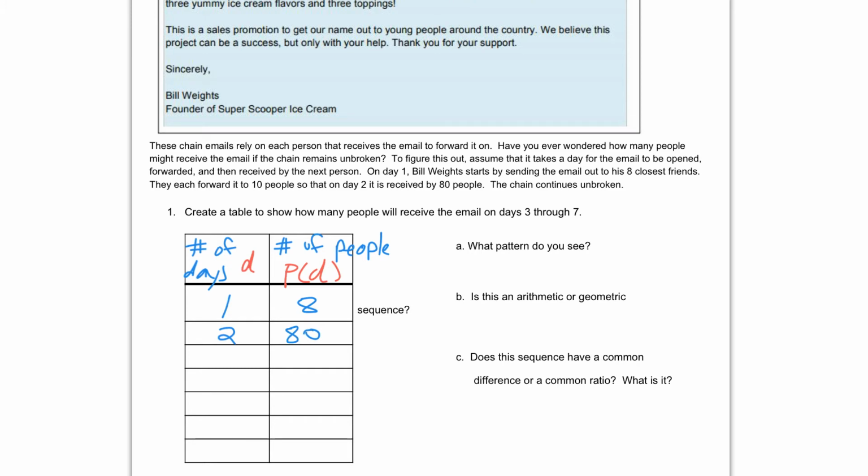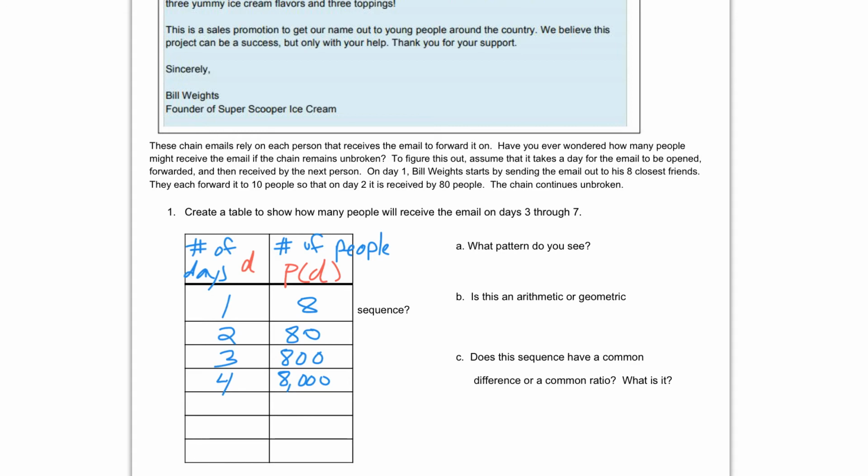Because each person sends it to 10 people, we are multiplying by 10 to get from that 8 to that 80. So if we want to go to day 3 and all of those 80 people are sending out 10 emails of their own, we can take 80 times 10, which would give us 800 people on day 3. And then those 800 people are going to each send it to their own 10 people. To figure that out, we can take 800 and multiply by 10, which would give us 8,000.